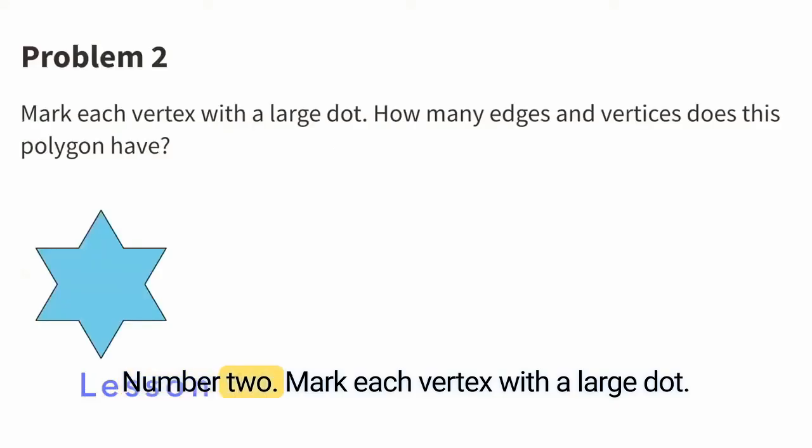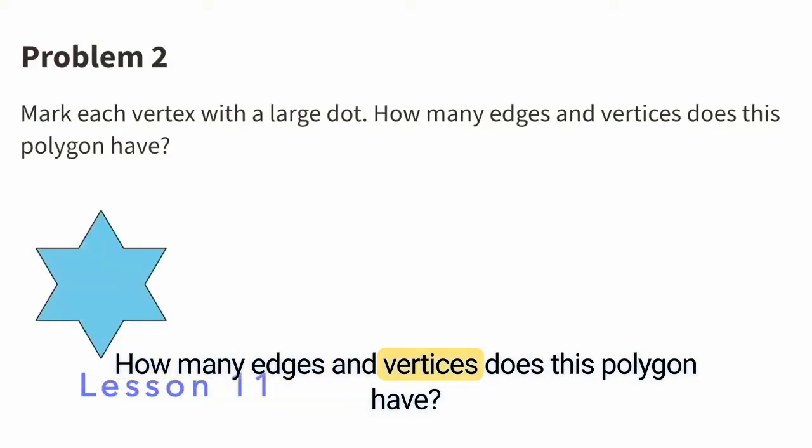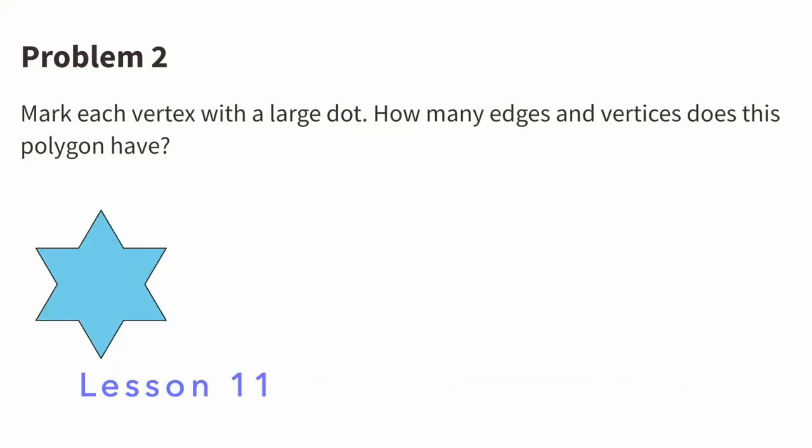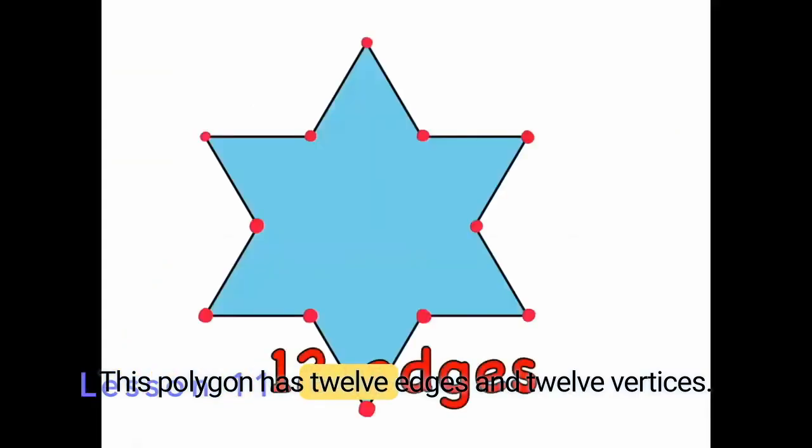Number 2. Mark each vertex with a large dot. How many edges and vertices does this polygon have? This polygon has 12 edges and 12 vertices.